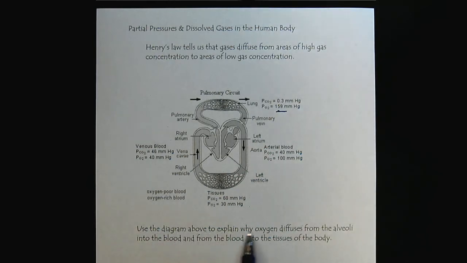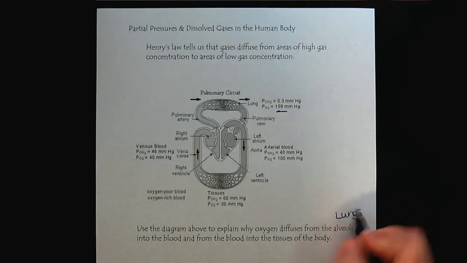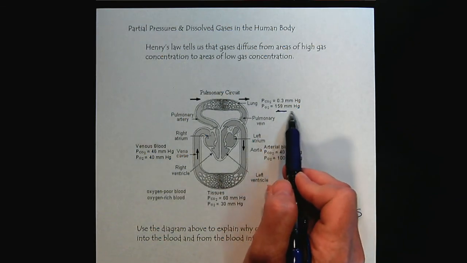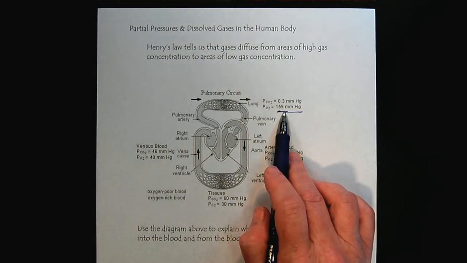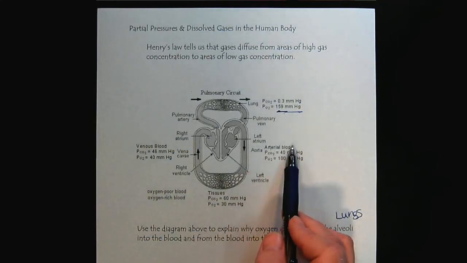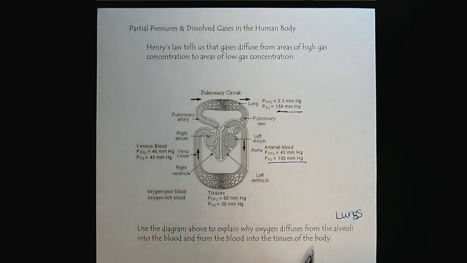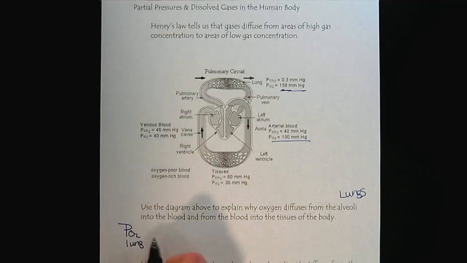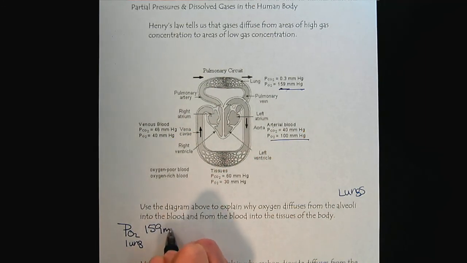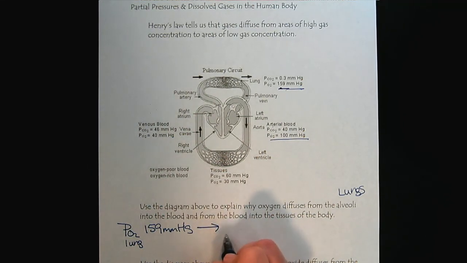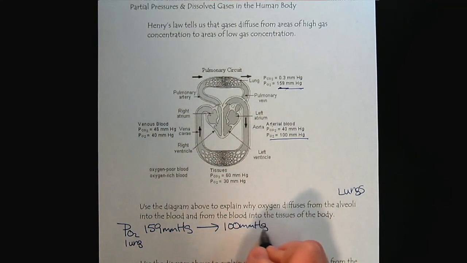So use the diagram above to explain why oxygen diffuses from the alveoli in the lungs into the blood, and from the blood into the tissues of the body, right? So inside our lungs, we have a high partial pressure of oxygen. And if we look at the arterial blood, we see that the oxygen is only 100 millimeters of mercury. So the pressure of oxygen in the lungs is 159 millimeters of mercury, so it's going to force the oxygen into the arteries because they only have 100 millimeters of mercury.